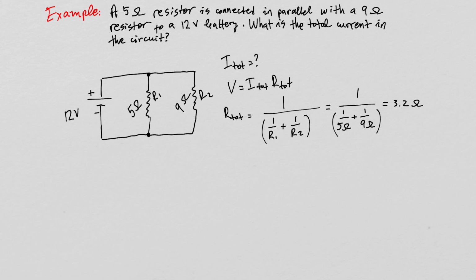So then the total current is simply the voltage supplied by the battery divided by the total resistance. So this is 12 volts divided by 3.2 ohms. That is equal to 3.75 amps.